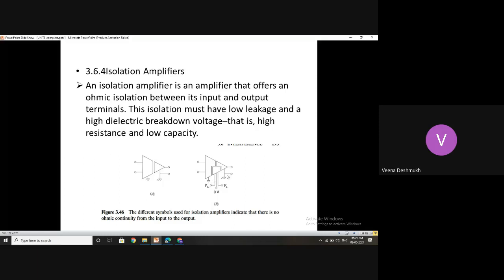Even in this case, you can see here, between this and this terminal, there should not be continuity. Again, between this terminal and this terminal, there should not be any continuity. Inside, there should not be any common resistance connected here. Separately, these two units are isolated.